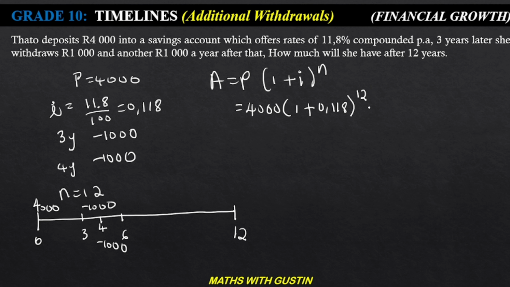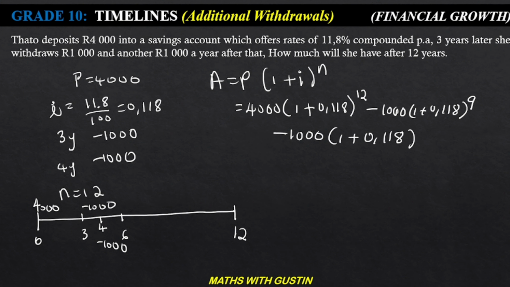So that is our initial deposit of 4,000, and then it sits in the savings account for 12 years. 1,000 was withdrawn at the same interest, 0.118. So for how many years was it left, if this was a deposit? It's going to be 12 minus 3, which is 9 years left. And then also another minus 1,000 was withdrawn at the same interest, to the power of 8. Therefore, this is the fourth year. So 12 minus 4 years. How many years are left? It's going to have 8 years left.